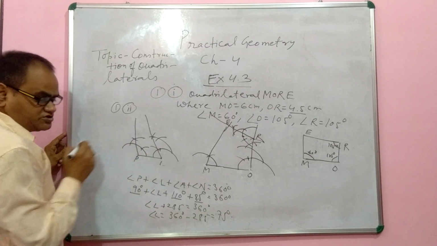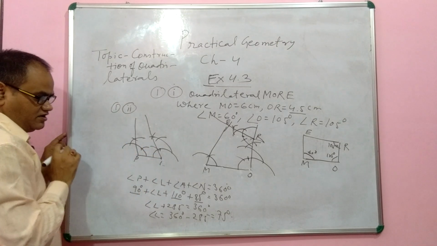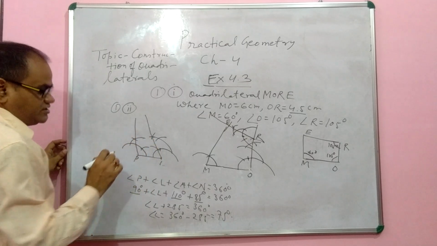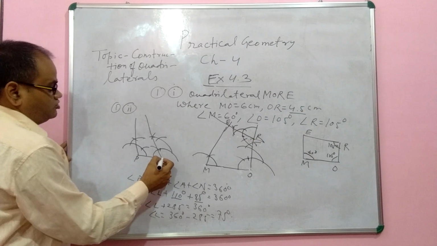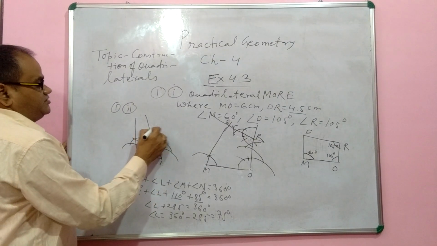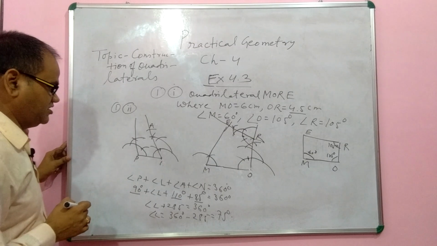Now PL equal to 4 centimeter. Angle L equal to 75 degree. Angle P equal to 90 degree. Now what is your next line segment? LA. LA equal to 6.5. Now you keep your compass at L. Take this. This is LA. 6.5 centimeter. LA equal to 6.5 centimeter.